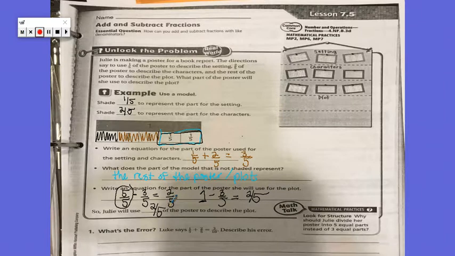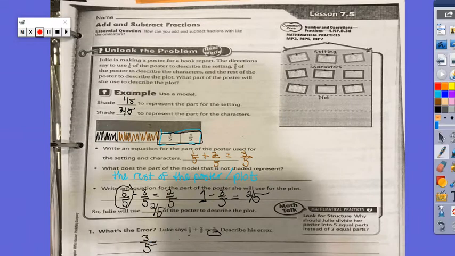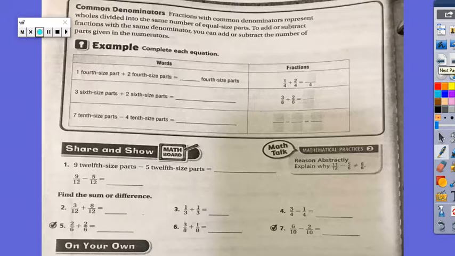Alright, for number 1 at the bottom, what's the error? Luke says 1/5 plus 2/5 equals 3/10. Describe the error. Well, he did not follow the rule: if we have the same denominator, we should also have the same denominator in our answer. 1 plus 2 is 3, but our denominators stay the same. So our answer should be 3/5 and not 3/10. Alright, on to the next page.